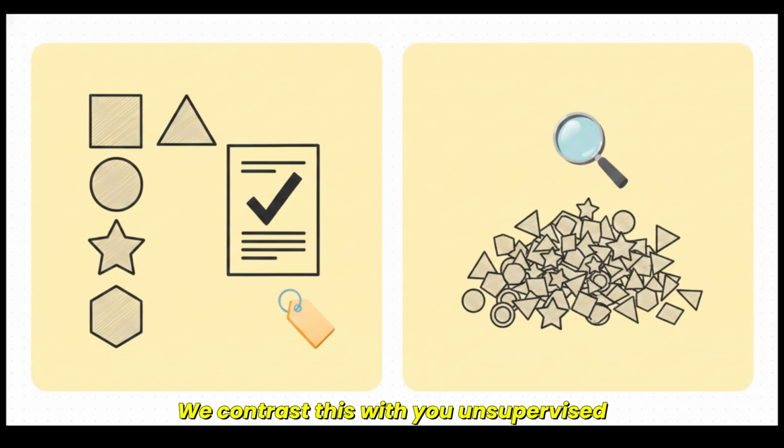We contrast this with U, unsupervised learning, where the machine has to discover patterns in entirely unlabeled data. Imagine giving a student a giant pile of messy, uncategorized information and just asking them to find the hidden structure without any answer key at all.